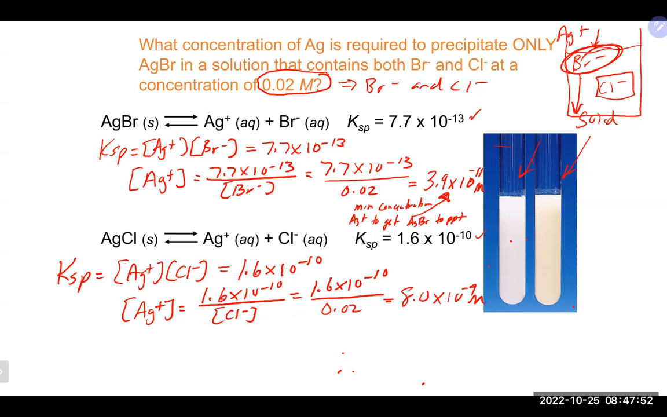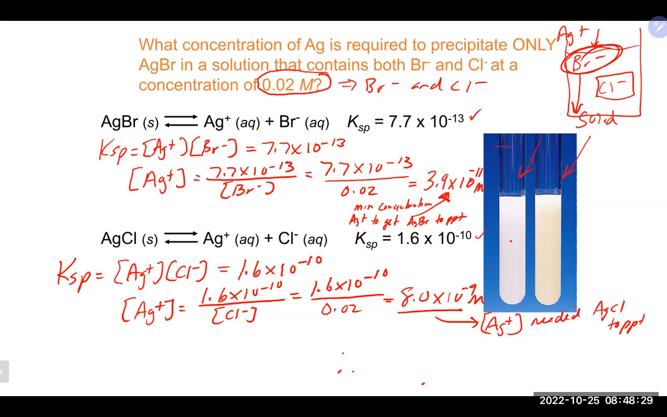So this number represents the minimum amount of silver concentration needed for silver chloride to precipitate. Which one is larger, the amount of silver needed for silver chloride to precipitate or the amount of silver needed for silver bromide? Yeah, the amount of silver needed for silver chloride is larger than the amount needed for silver bromide. That's why the question asked that.